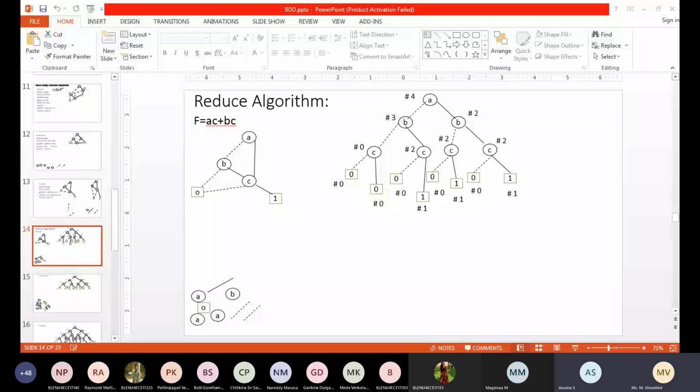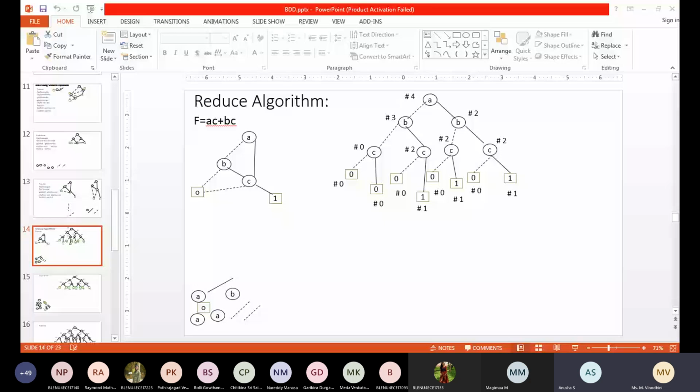Yes, ma'am. Yesterday, we first were trying to draw the binary tree for the ROBDD using Shannon's expansion. And then we learned how to do the reduce algorithm, how to draw the reduced binary tree using the reduce algorithm, ma'am.